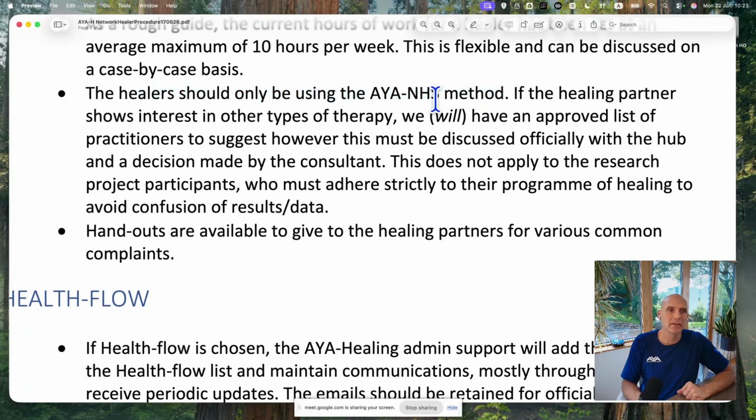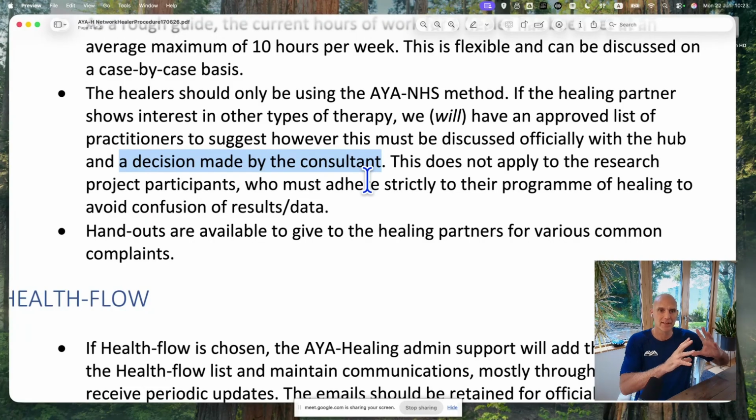If a healing partner shows interest in other types of therapy, we will have an approved list of practitioners to suggest. However, this must be discussed officially with the hub and a decision made by the consultant. That's just to keep a level of control over what other therapies we're suggesting to people, and to make sure that if we're suggesting any practitioners, then we want it to come from an AYA approved list.